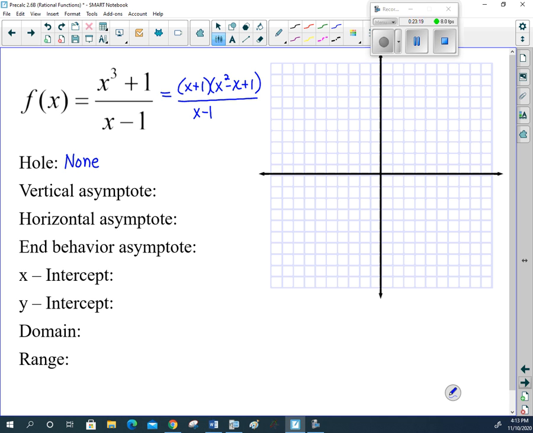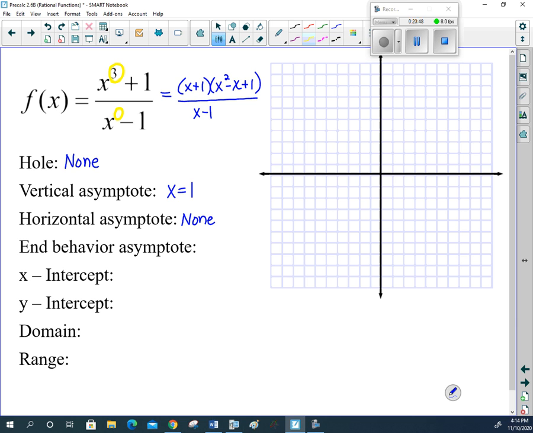The vertical asymptote happens to be at x equals 1. Horizontal asymptote, okay, well, to figure that out, we have to check our degrees. This is a degree 3, this is a degree 1. So the numerator is bigger than the denominator. In that case, there is no horizontal asymptote. We have to figure out what it is. It's going to be something parabolic, something to the x squared.